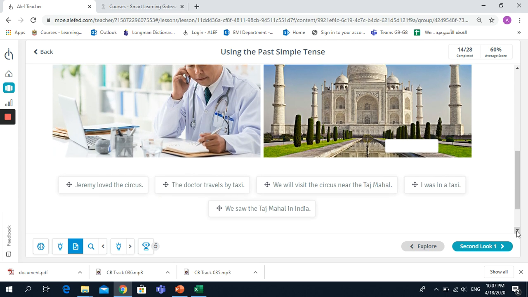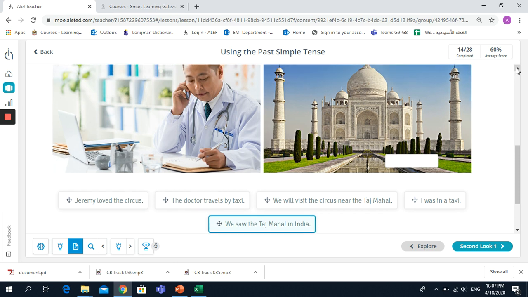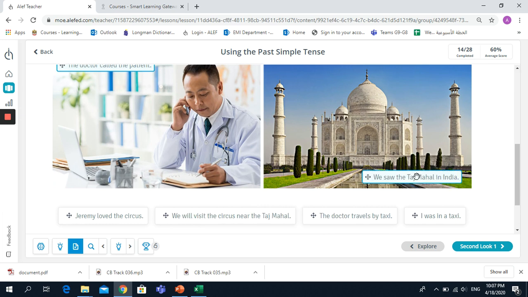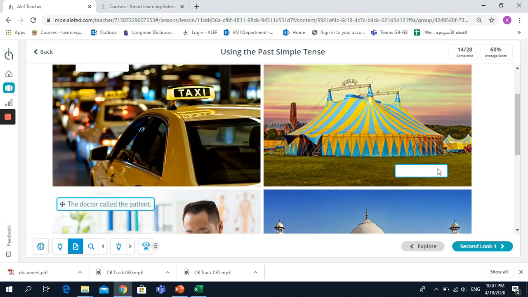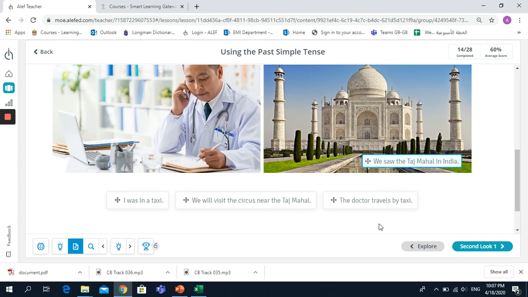What about number 2? We saw the Taj Mahal in India. Correct. It's down and right. What about the other sentences? Jimmy loves circus. We see past tense here. So it must be up and right, because we have a circus picture here. And we still have 3 sentences. I was in a taxi. We will visit the circus. The doctor travels by taxi.